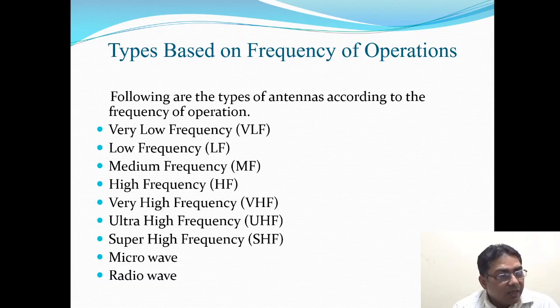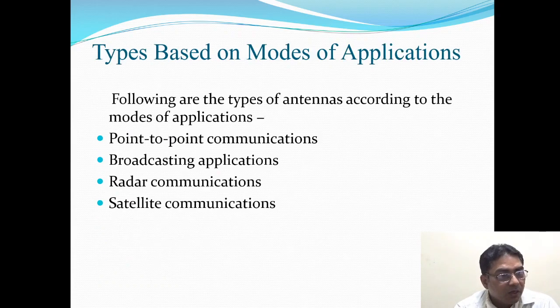Next is types based on frequency of operation. Following are the types of antennas according to the frequency of operation: very low frequency antenna, that is VLF, then low frequency antenna LF, then medium frequency antenna, high frequency antenna, very high frequency antenna, ultra high frequency antenna, super high frequency, then microwave and radio wave antenna. So all these are types based on their frequency of operation.